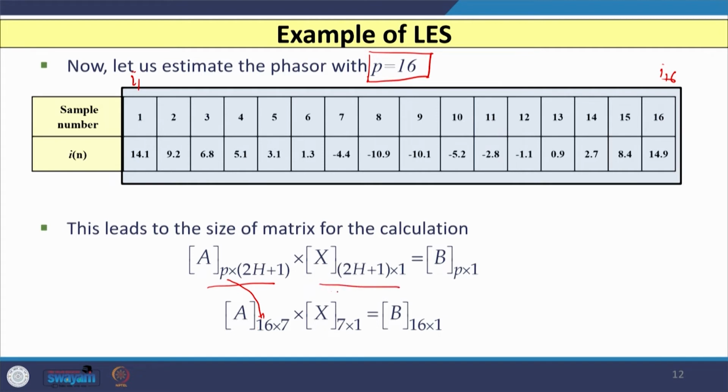The size of the X matrix remains as it is, 7 cross 1, there is no change, whereas the size of the B matrix, which is p cross 1, becomes 16 cross 1. Now let us see what the value of the unknown matrix X is.